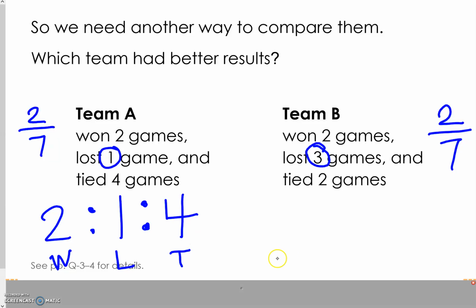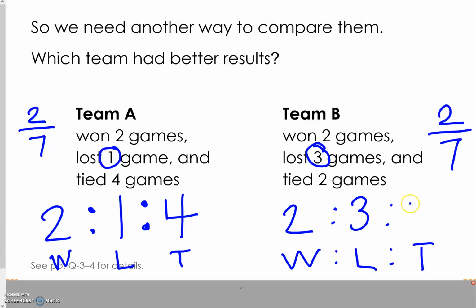We must represent Team B's results in the same order: wins, losses, and ties. Team B won 2 games, lost 3 games, and tied 2 games. Now it is more clear that Team A has a better record. They only lost 1 game, whereas Team B lost 3 games.